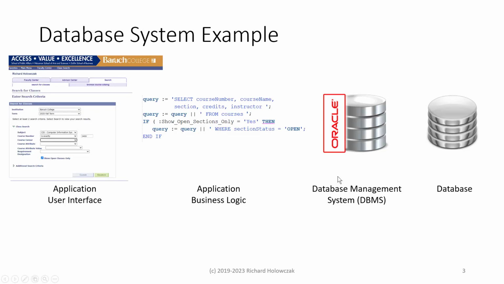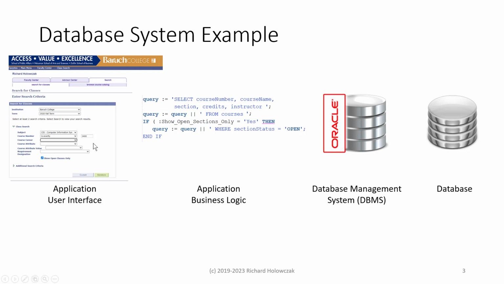Most students are familiar with a database system like this one. This one happens to be called CUNY First. And you can clearly see the application has a user interface. So here are some combo boxes, some text boxes that we can type things into, some buttons that we can click on, some menus that we can navigate. This is all just to interact with the user.